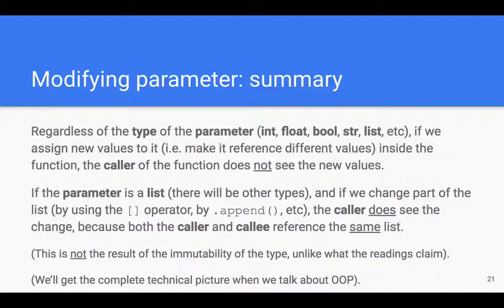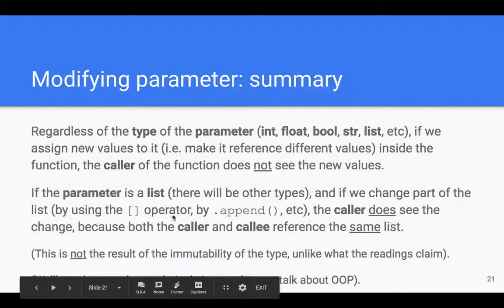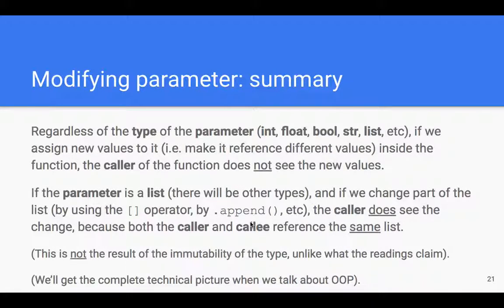Okay, so that's the first thing. And then the next thing is, hopefully this makes sense, but as we start talking about object-oriented programming very soon, at that point, we will learn new things such that we will get a complete technical picture of how exactly this works. But for now, this summary here is what you need to know about how a change in a parameter affects how the caller sees the argument it passes to the function. Okay, I think that's the end.